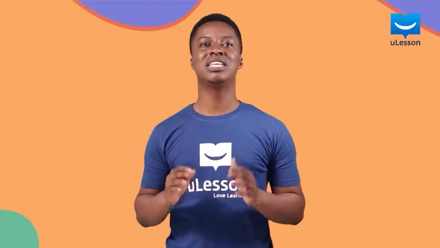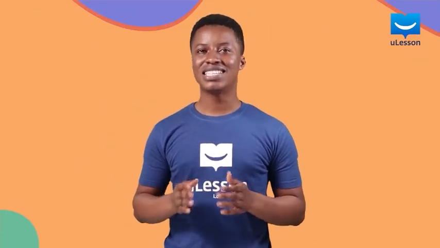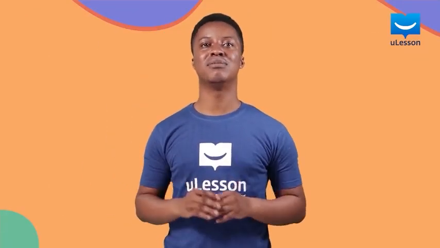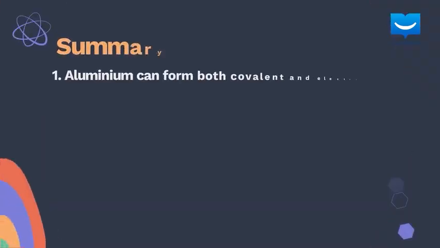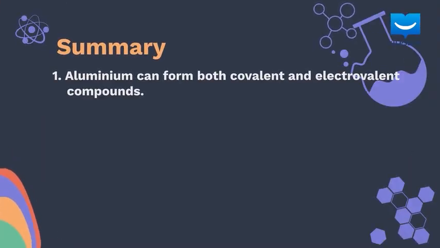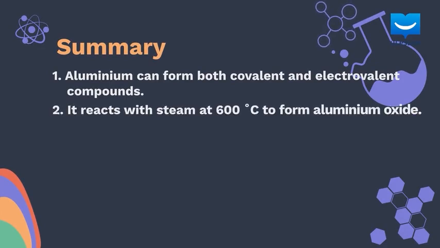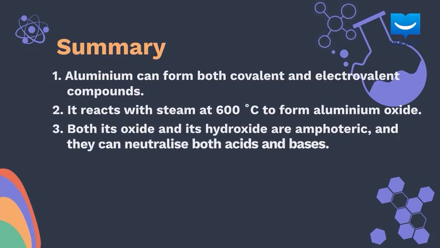I hope you remember these weak metals. Here is a summary of all we have learned about them so far. Aluminium can form both covalent and electrovalent compounds. It reacts with steam at 600 degrees Celsius to form aluminium oxide. Both its oxides and its hydroxides are amphoteric, meaning that they can neutralize both acids and bases.